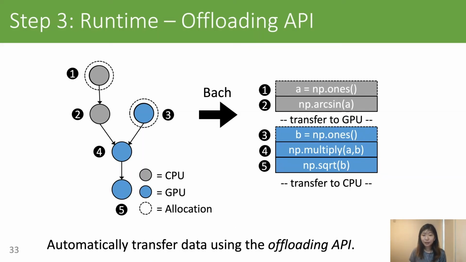Now that all functions and allocations have been assigned to a device, Bach uses the offloading API from earlier to automatically manage data transfers. So when looking at node 4, Bach will use the device API to figure out that the inputs from node 2 are located on the CPU. Then Bach will use the to API to transfer those inputs to the GPU.